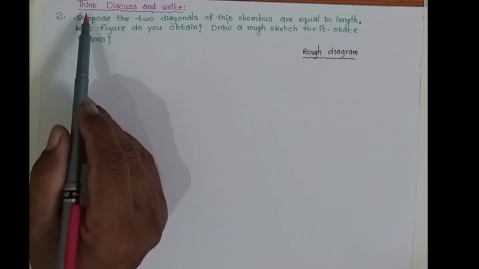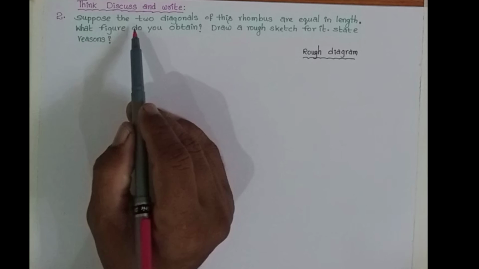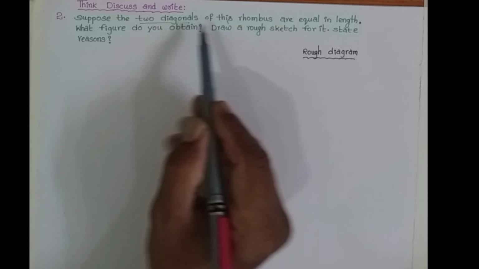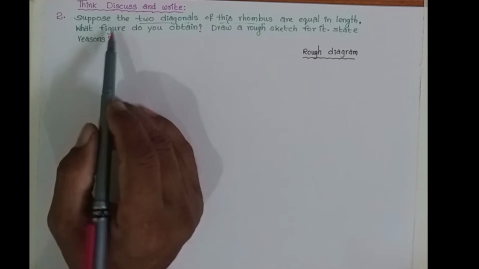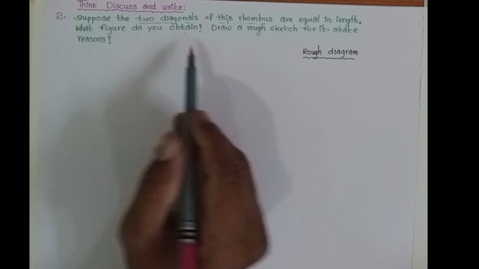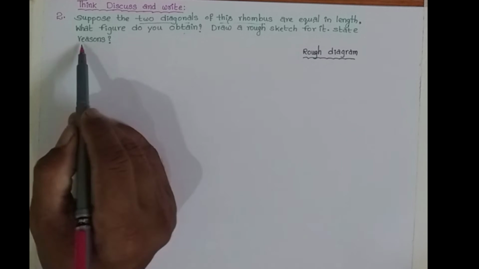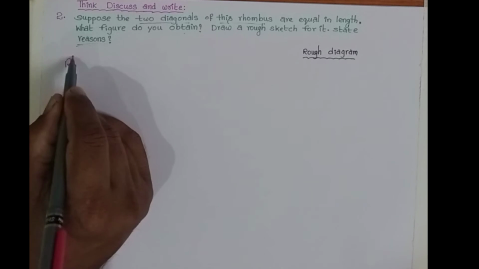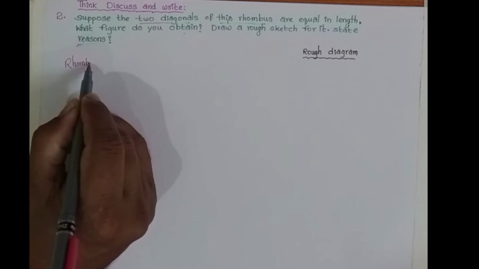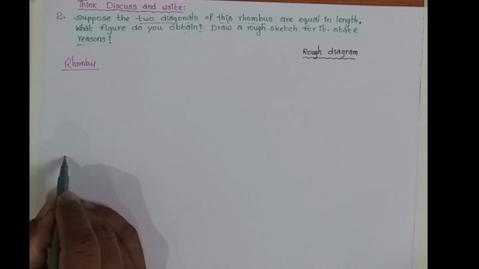Next question in think, discuss and write. Suppose the two diagonals of this rhombus are equal in length. What figure do you obtain? Draw a rough sketch for it. State reasons. Okay. Consider rhombus and square.